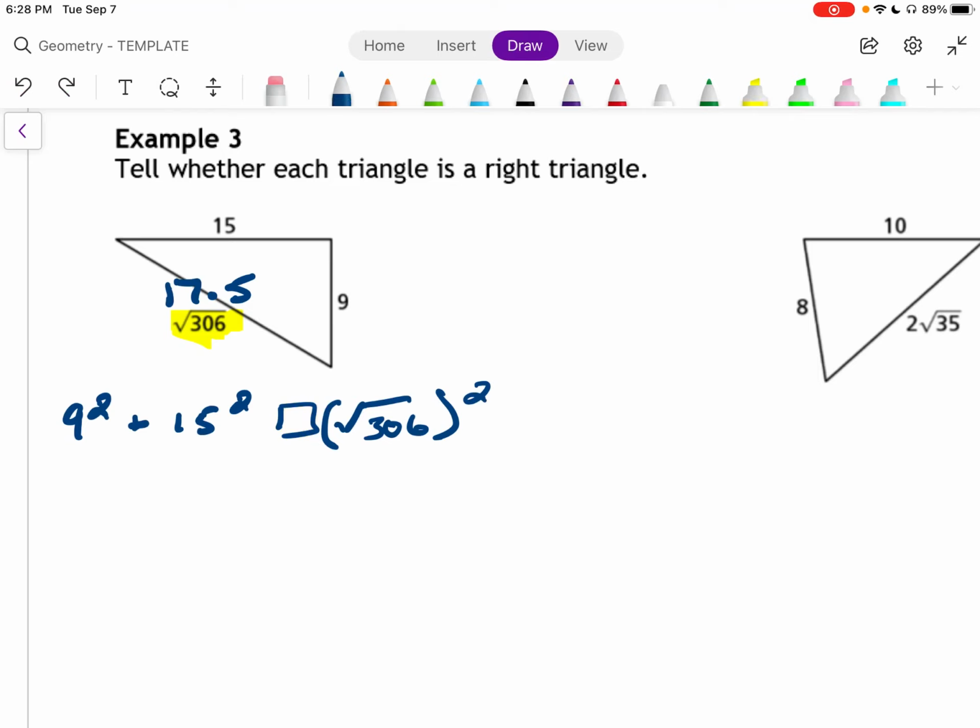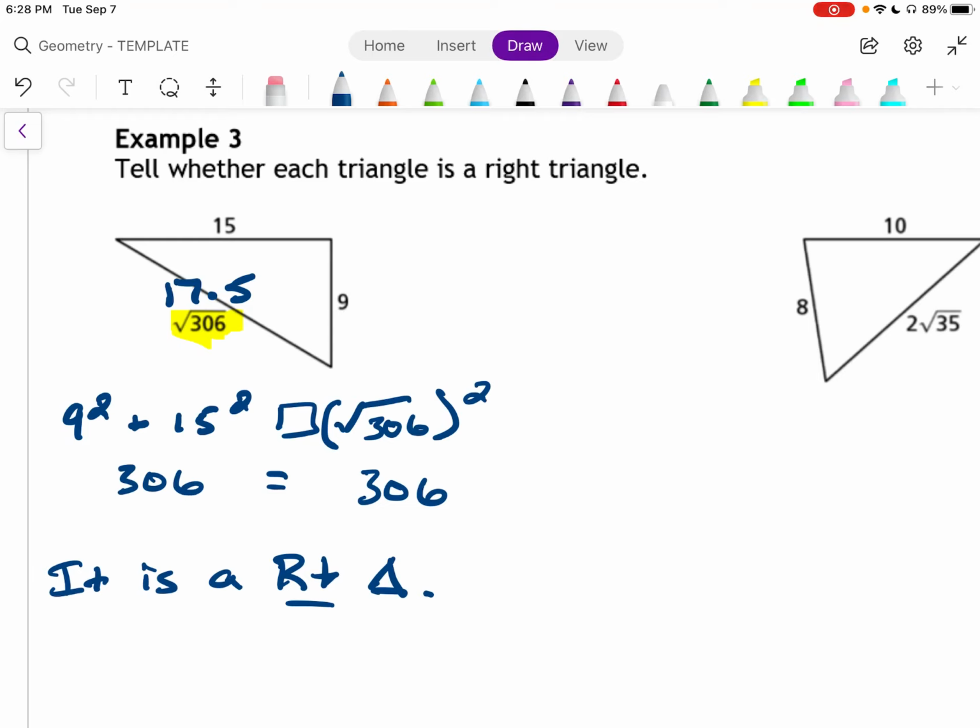Whenever I square these, whenever I plug it in, I'll say 9 squared plus 15 squared. That gives me 306. On the right side, my root and my square cancel, and I get a 306. Well, those are equal, so yes, it is a right triangle. So I can say it is a right triangle, right? And that's RT abbreviated for right, and that's a little triangle there. It is a right triangle. And the right angle would be right there, right? It's opposite the hypotenuse.